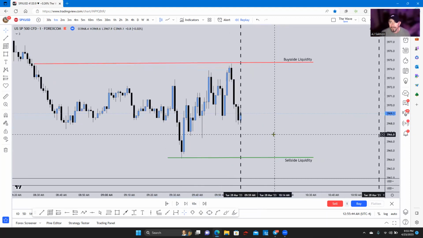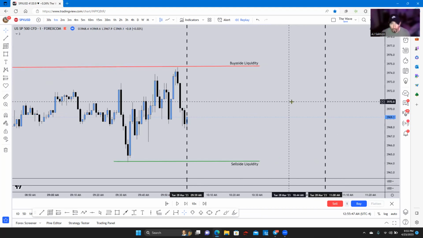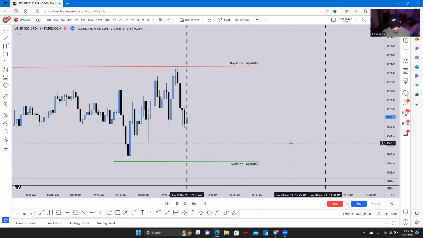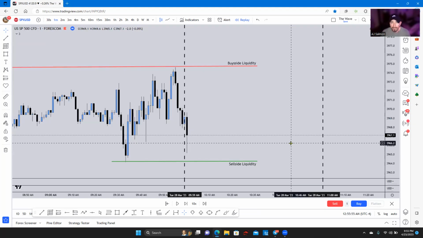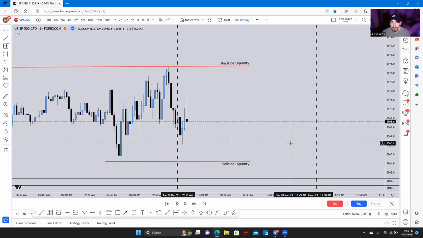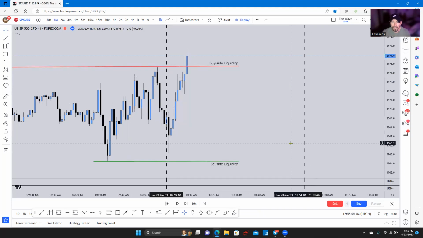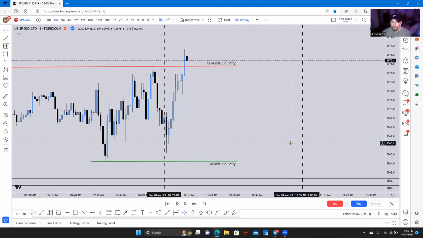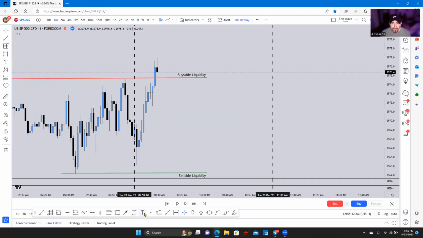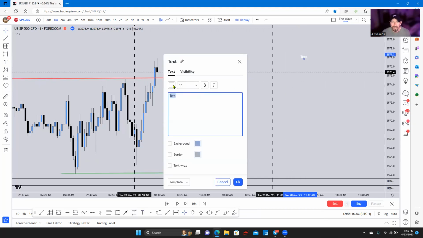All we do is wait inside of our trade window for a run on liquidity. If we move price forward, boom, buy side taken. That's our first step. So I'll write this over here. Step one, run on liquidity inside 10 a.m. to 11 a.m.